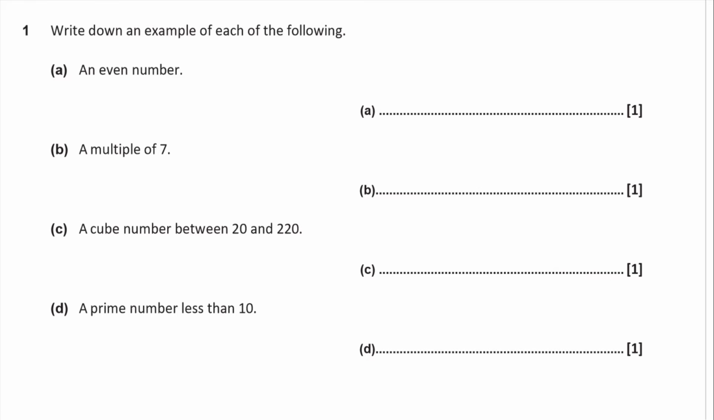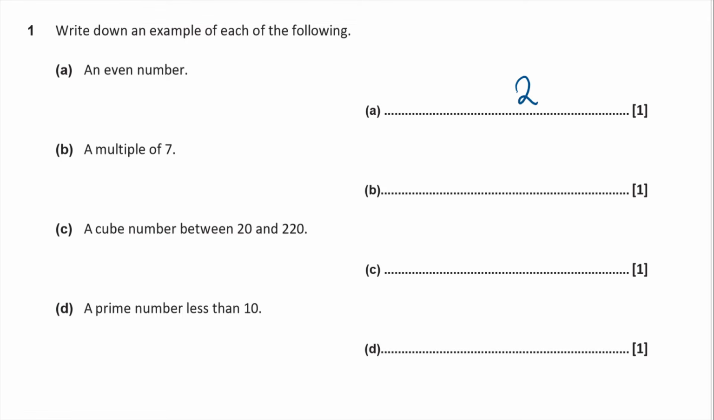Question 1. Write down an example of each of the following. An even number. Well, you've got lots to choose from, haven't you? I'm going to go for the number 2. Any number ending in 2, 4, 6, 8 or 0 will do. A multiple of 7, so a number in the 7 times table, I'm just going to go for 7.